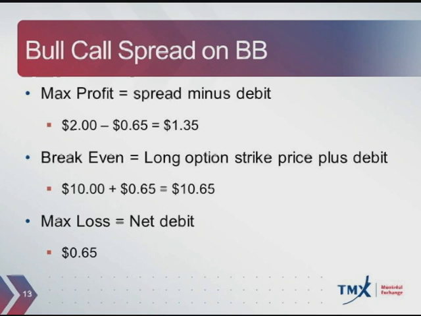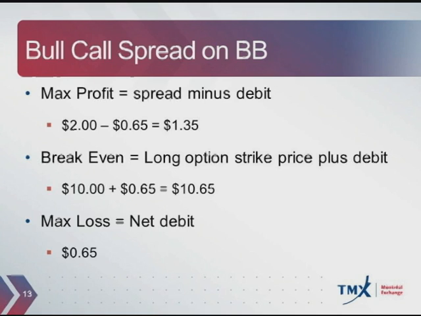If you think about it from the perspective of risk versus reward, it becomes a fairly attractive proposition. Our break even is the long option strike plus the debit, so we add the debit to the long option strike, and that's where the stock has to be trading above on expiration. Our max loss is essentially the net debit. So this is a strategy where your broker is not going to require you to put up any additional margin, because you cannot lose any more than the premium you've paid for the net combination.